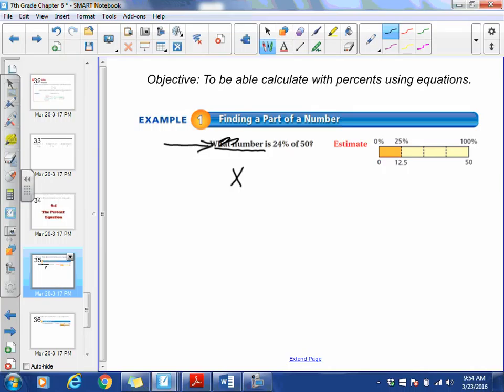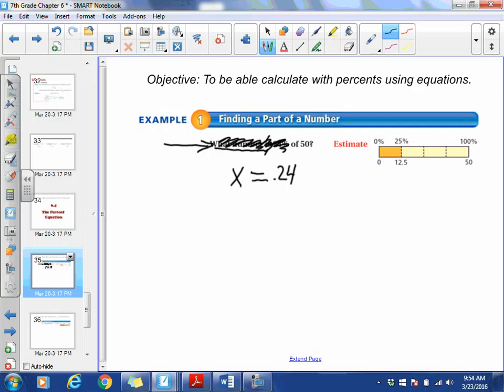Then what comes next, I took care of what number. I represented that as x. Next I have is. What does is mean? It means equals. So where it says is, I'm going to write an equal sign. Then I have 24%. I can write that as 24 over 100, or, if you prefer working with decimals, you could write 24 hundredths.